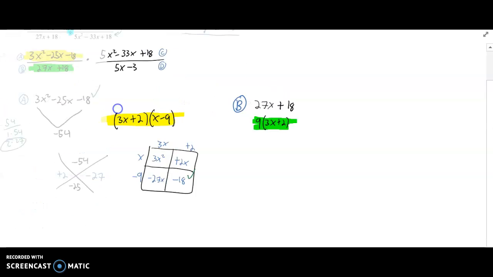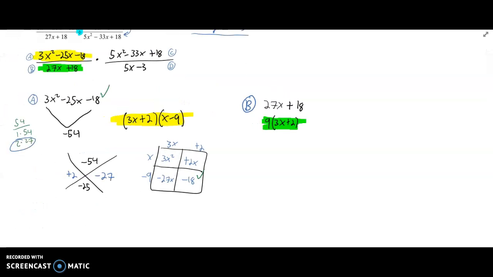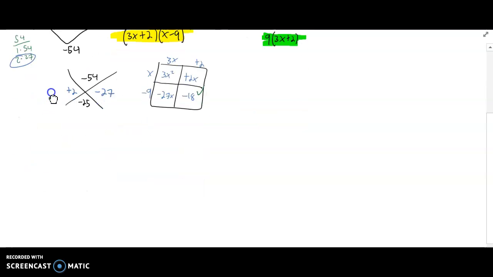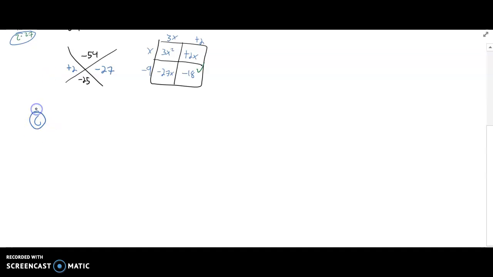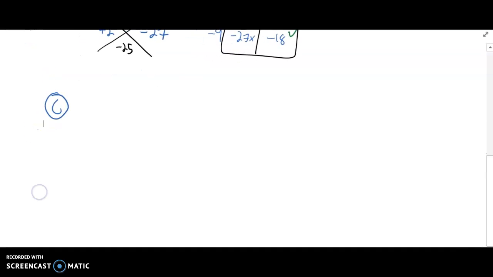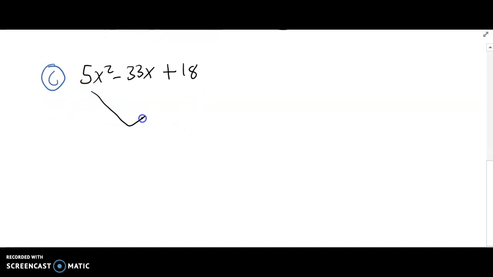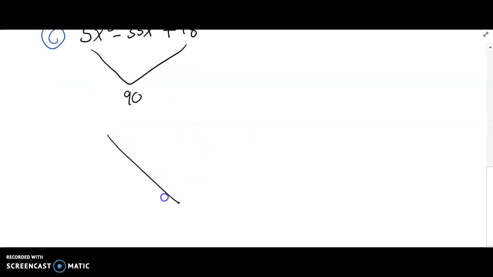Let's go to our point C. We'll make this one blue. We'll put this one down here. And my polynomial for part C is 5x squared minus 33x plus 18. I'm going to start by multiplying 5 and 18. We get 90. I got 90 up top, negative 33. I'm going to break up the factors of 90.